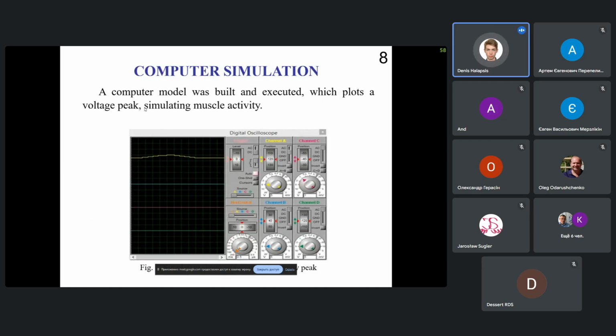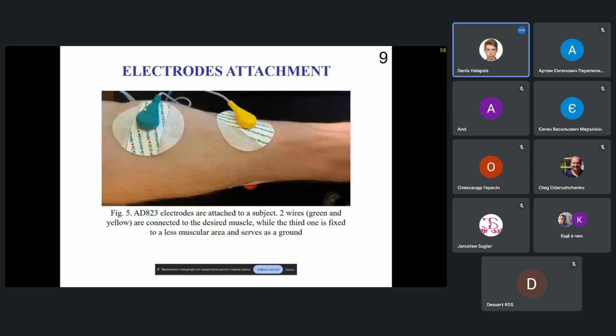Before developing a physical prototype, we ran a computer simulation. On this slide, you can see a yellow voltage peak emulating muscle activity, which must be registered by a sensor. In order to attach the electrodes, you must first choose a designated muscle, attach two electrodes to it, yellow and green, as you can see on the illustration. One at the top of the muscle, another at the bottom, and the third red electrode serves as the grounding. It must be connected to a less muscular part of the body, preferably the back side of an arm.